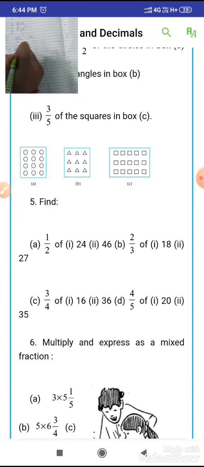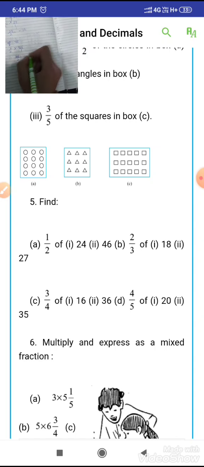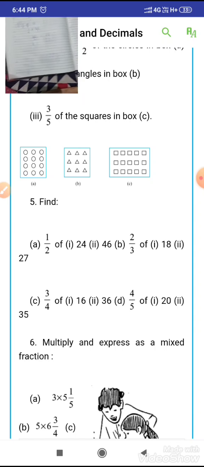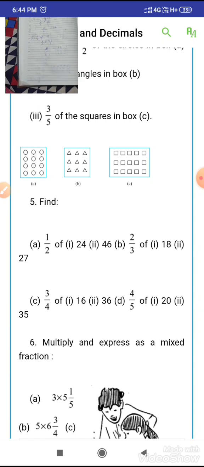In the second part, we have to find 1/2 of 46. So 1/2 of means multiply by 46. Again multiply numerator by numerator and denominator by denominator. So we have 23 as our result. Now you can solve the rest of the parts of the 5th question by yourself.